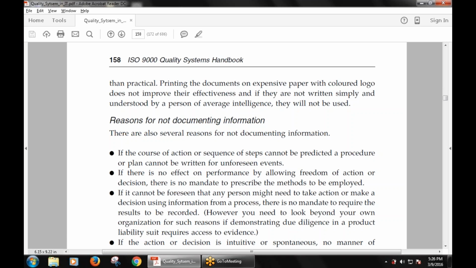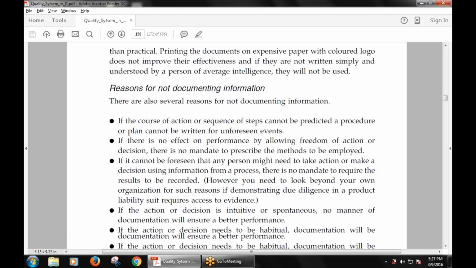And if it cannot be foreseen that any person might need to take actions or make a decision using the information from a process, there is no mandate to require that the result should be maintained over the term. That is a reason for not documenting the information.